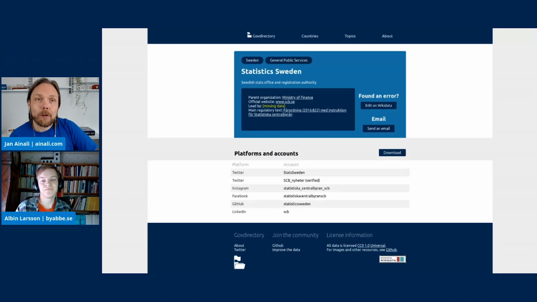This is an example page for one of the agencies that you can find there. This is Statistics Sweden, and in the top you see different metadata about it. All of the data comes from Wikidata and can, of course, be fact-checked there with references or edited if you can see any errors. In the middle, you see the platforms and accounts that Wikidata knows about for now.